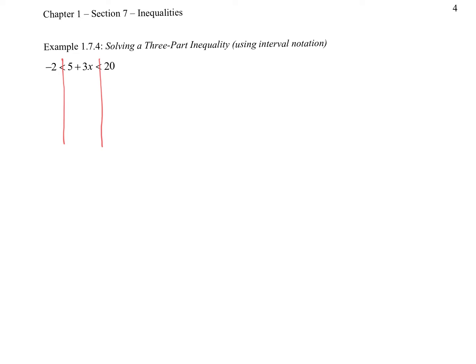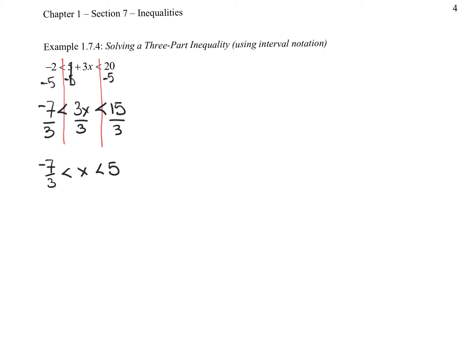So first of all, let's minus this 5. So if I minus a 5 here, it has to happen in both the outside pieces. That results in a -7 is less than 3x is less than 15. Divide by 3. If you divide by 3, then both outside pieces need to divide by 3 as well. -7 over 3 is less than x is less than 5.